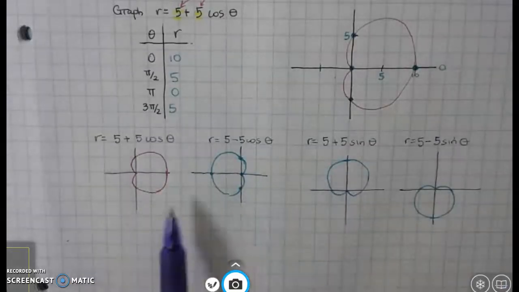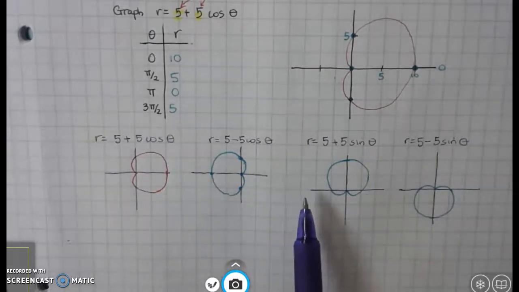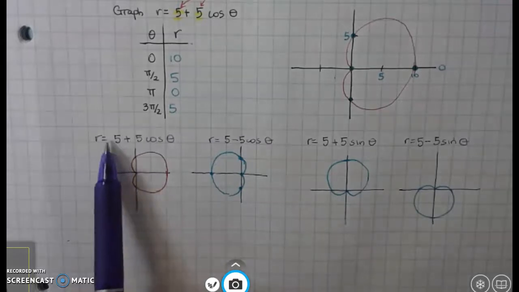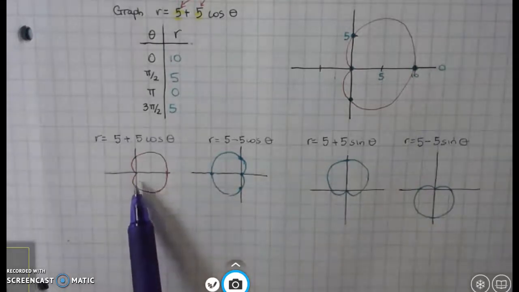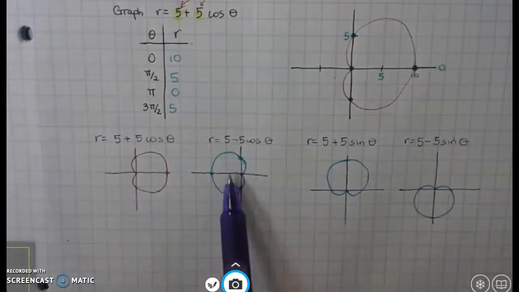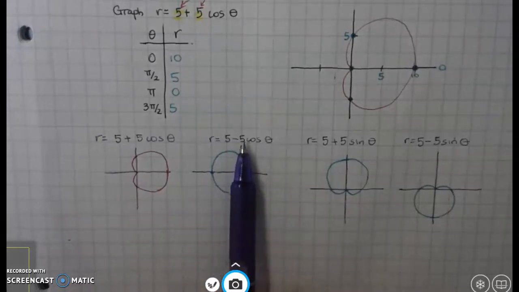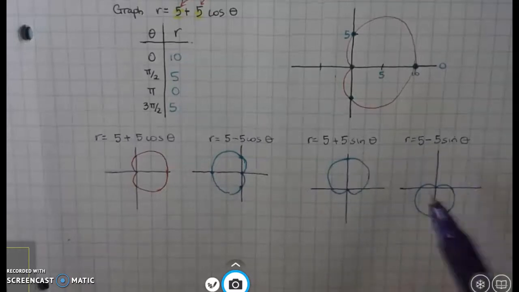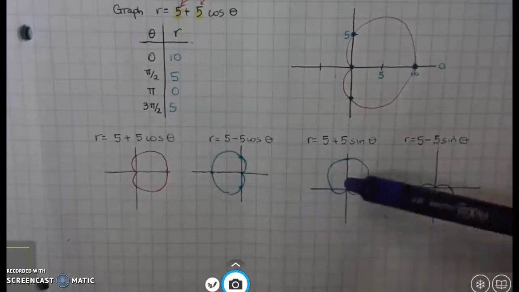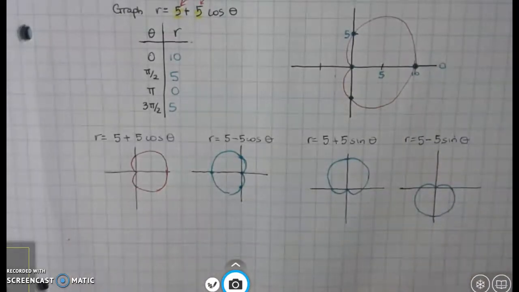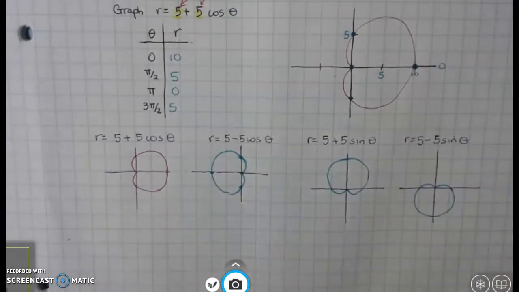Okay, I hope you had a chance to do that, and you would have found that the shape is the same. It's just the orientation that changes, right? So if they're both positive and we're dealing with cosine, then it's going to be a heart shape that is pointing to the left. But if it's minus, then it's just flipped over the vertical axis. If we're dealing with sine, it's going to be flipped over the polar axis or the horizontal axis. So it will look like up and down like that. So cosine is left and right, sine is up and down. That's what you need to remember.